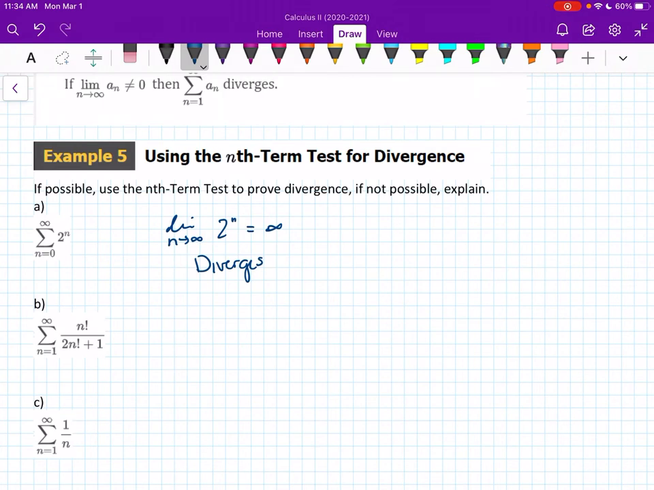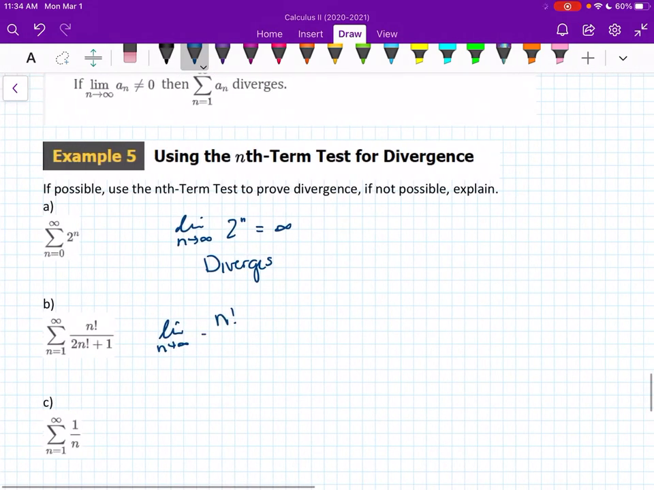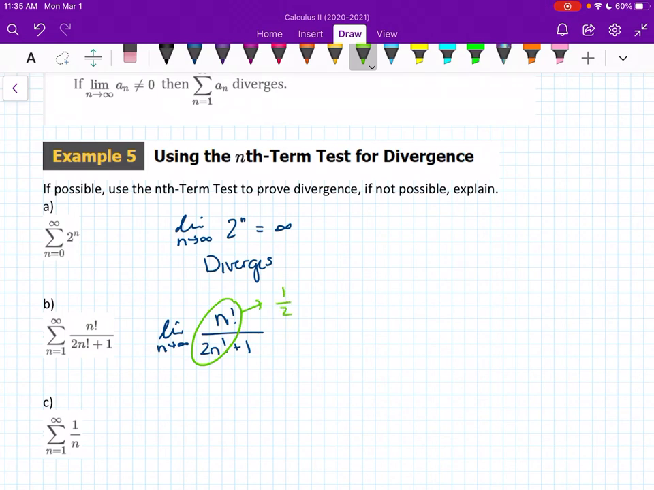If I look at b and I look at the limit as n approaches infinity of n factorial over 2n factorial plus 1. So if I look at this, basically that 1 means nothing compared to the factorials. And if I just look at these over here, that limit approaches 1/2. So this equals 1/2, which is not equal to 0, so this diverges.